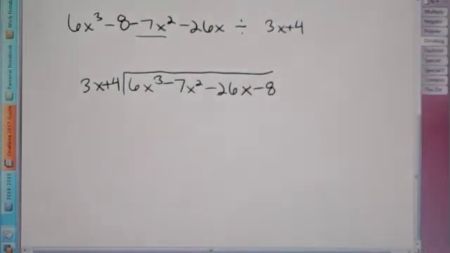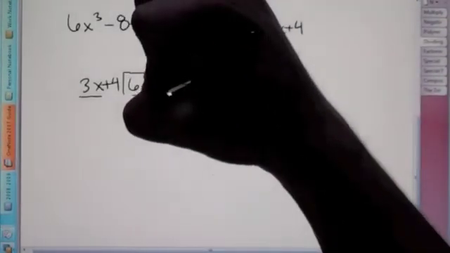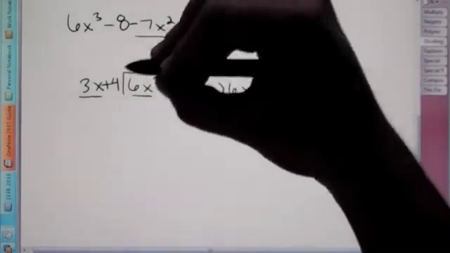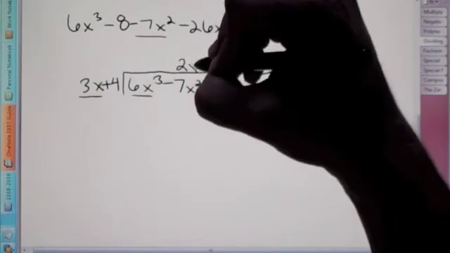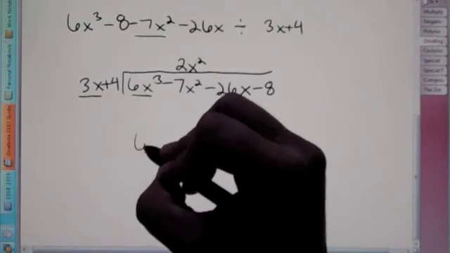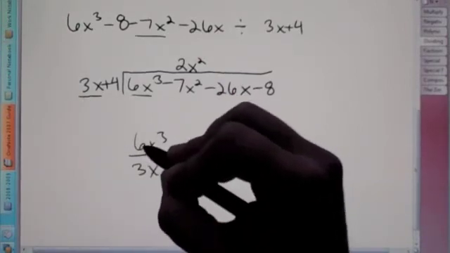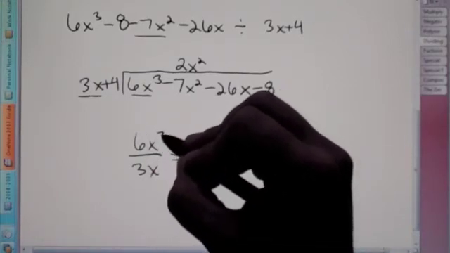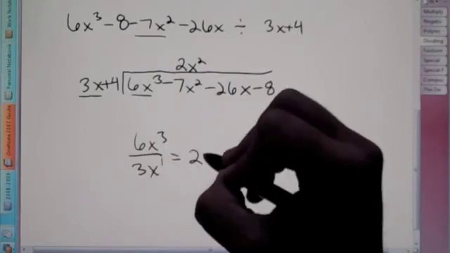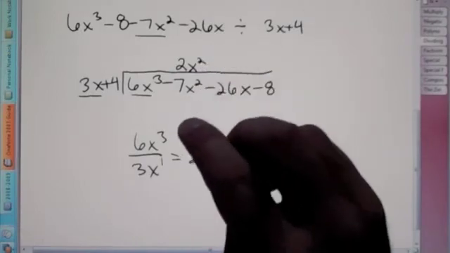Now, just like our first problem, we're going to do the same steps. How do you get from 3x to 6x cubed? Well, 3 times 2 is equal to 6, and we need 2 powers of x, so 2x squared. If you're having trouble trying to figure that out, just take this inside term and divide it by the outside term. 6 divided by 3 is 2. X cubed over x to the first, so you do 3 minus 1, which leaves x squared. And again, always line it up with the right exponent.